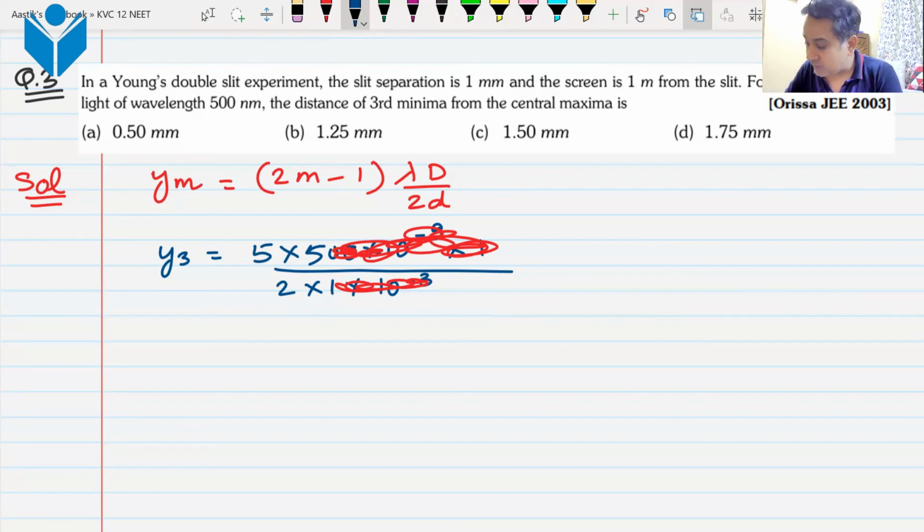Why could I do this? Because all of them are in the same unit. So there is no problem of all these zeros. Zeros don't matter here. Only the numbers matter. 5 into 5 is 25. 25 by 2, 12.5. Look at the option which looks like 12.5. The decimal can be here or there. So the option that looks like 12.5 is 1.25. That is your answer.